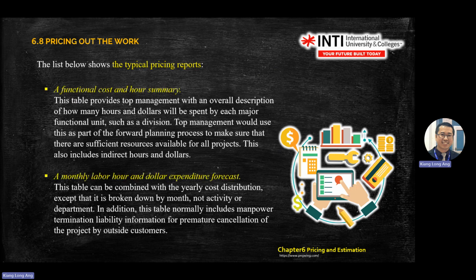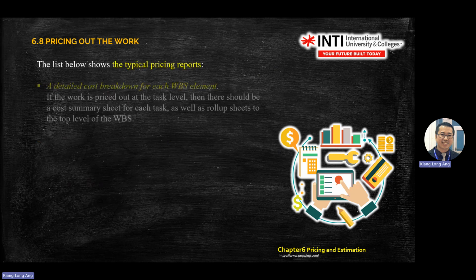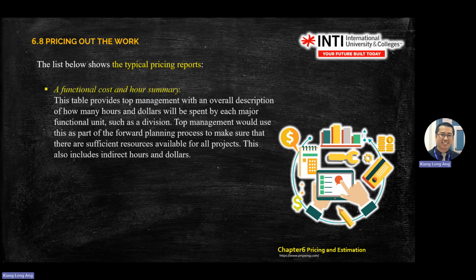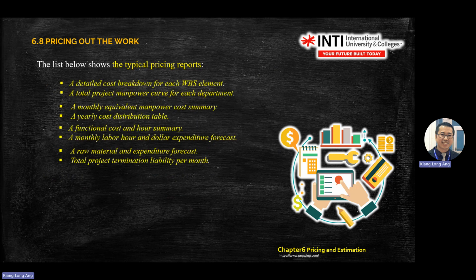Okay. So this one, the question can ask you to give 3 examples of typical pricing reports. So you mention 3 from here. There are 1, 2, 3, 4, 5, 6, 7, 8. There are 8. So the question might ask you to give 3 examples of a typical pricing report. You can choose any one of these and then you explain. Okay, this one you read now.